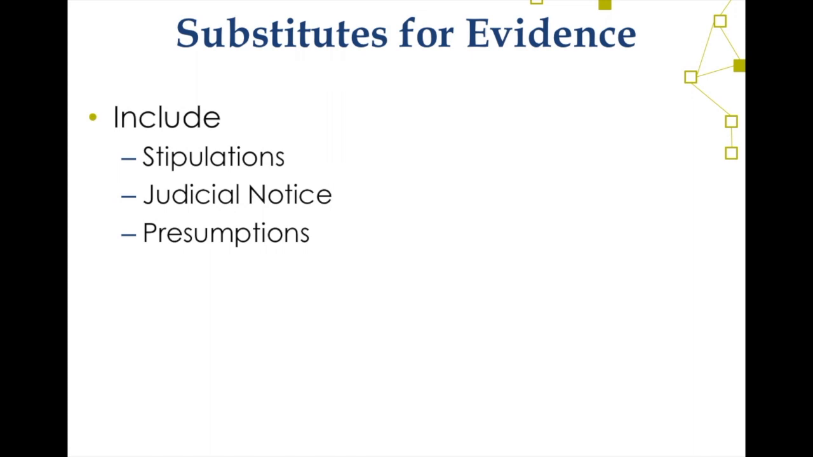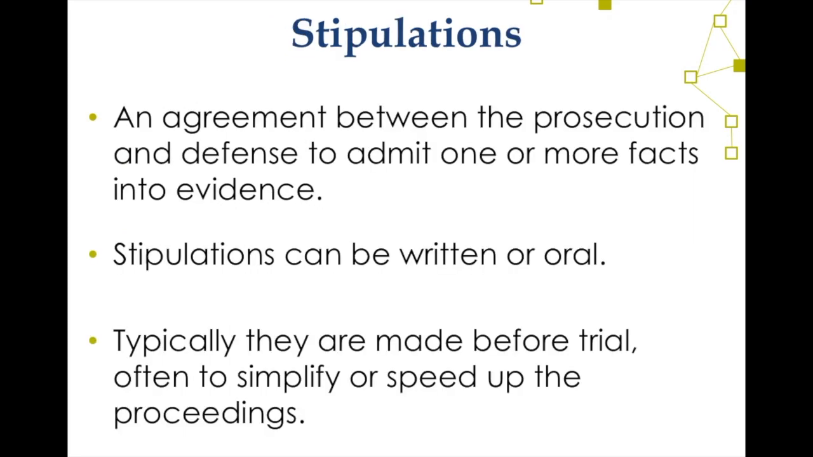Substitutes for evidence include stipulations, judicial notice, and presumptions. A stipulation is an agreement between both sides, both the prosecution and the defense. They'll admit to one or more facts and evidence. They can be written or they can be oral. They're typically made before trial, often to simplify or speed up proceedings. And usually they're made when a fact is easily proven by the other side.